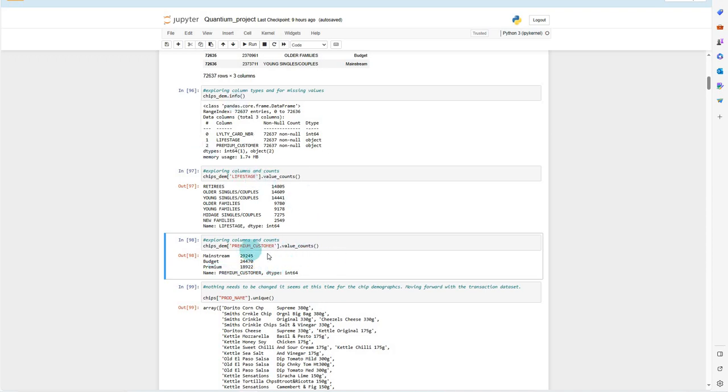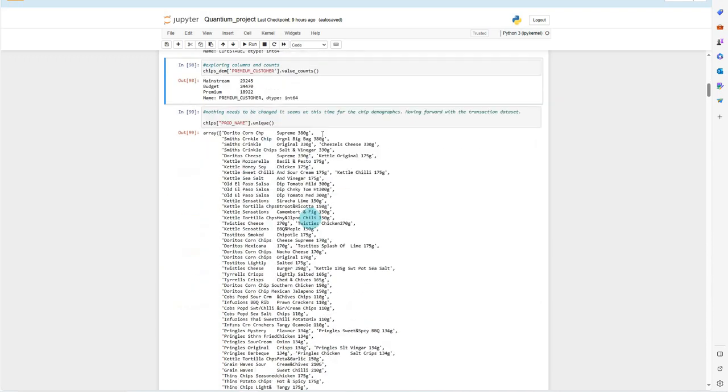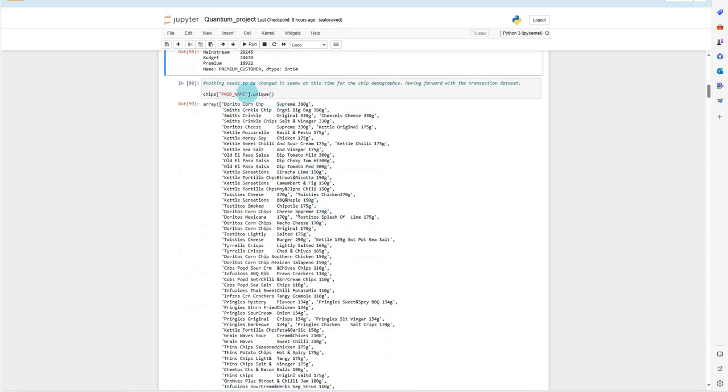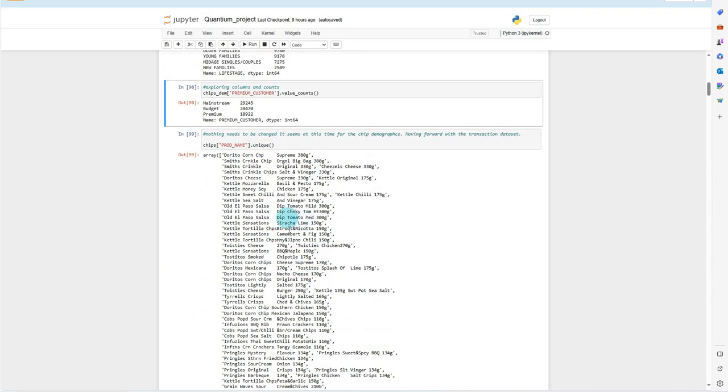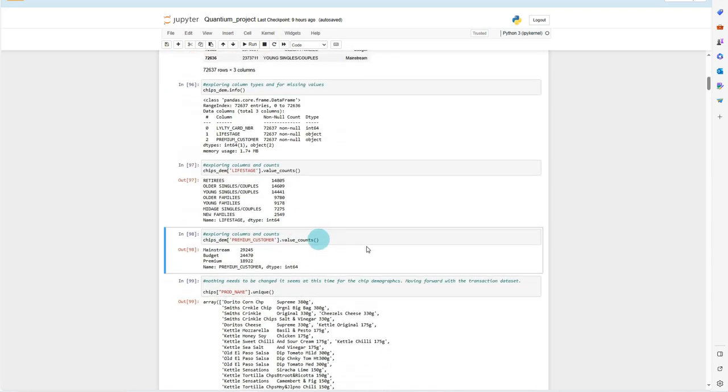So there were no issues with this data set. This data set was pretty clean. There was nothing really for me to do. I left it as it is, and started going into cleaning and viewing the main transaction data set.